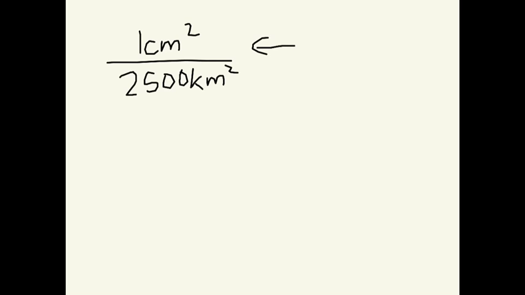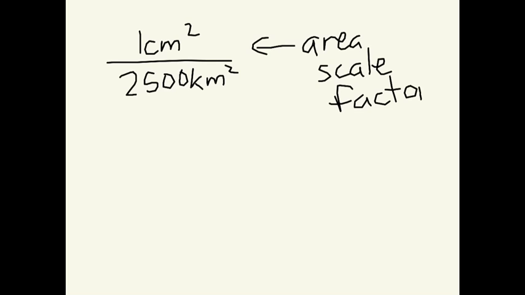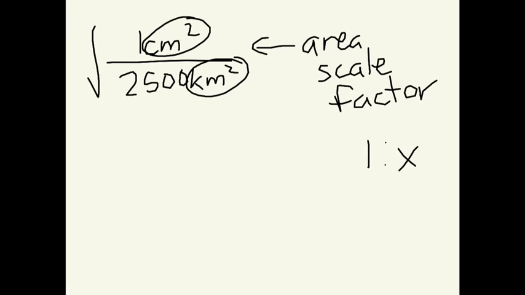Now this, just letting you know, is an area scale factor. A little hint is to take a look at the units, centimeters squared and kilometers squared. Because they're squared, we're talking about area here. In order to turn that into a linear scale factor, which is important when we're trying to determine 1 to x, you have to take the square root of this. You can always rewrite this out.